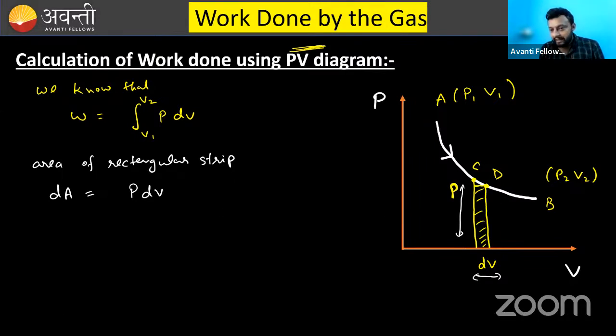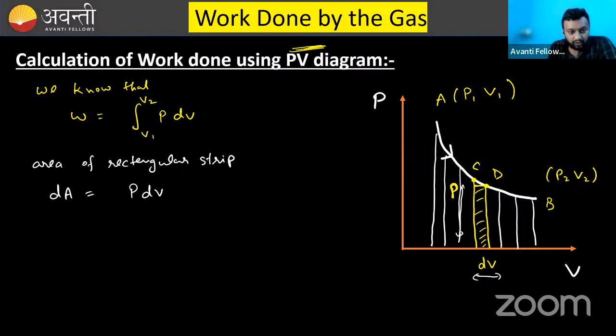You can break this up into a very large number of strips like this. You have learned this in basic mathematics: if you want to calculate the total area, then you need to integrate it. So the total area A is the integration of PdV from point A to B. This integration of PdV is nothing but the work done.